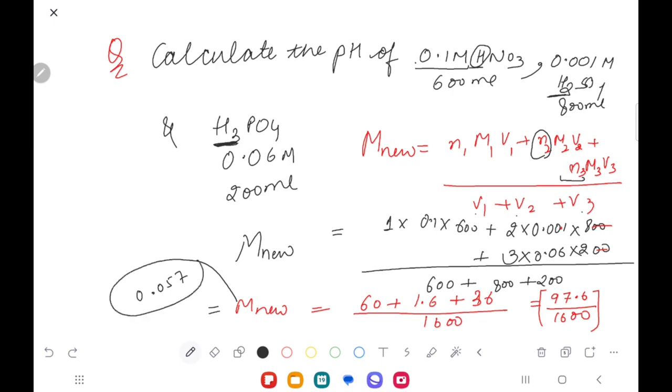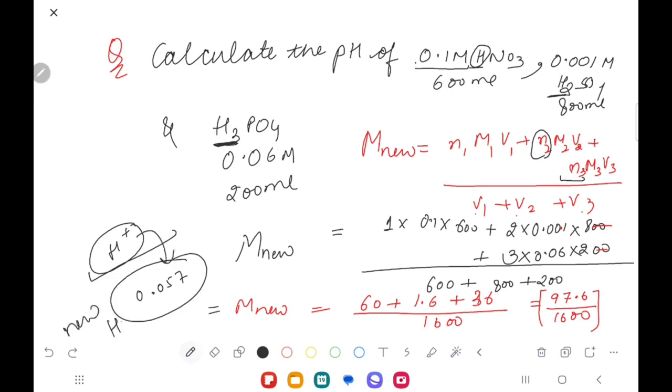So this is my new concentration of H plus. How do I know this is the new concentration of H plus? Because I have multiplied everywhere by N1, and N1 is the number of H plus ions from every acid. Are you understanding? So when I have this N1 value, I know that this is the new H plus ion concentration, isn't it?